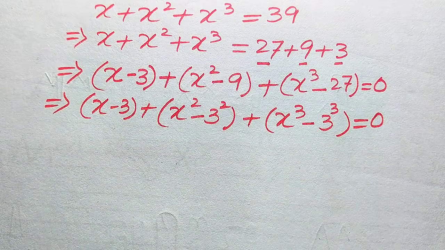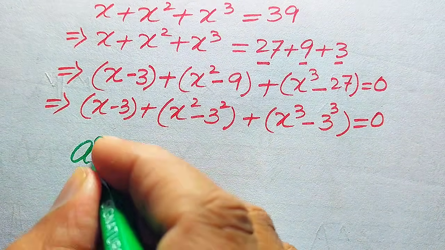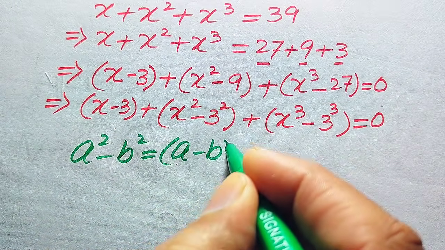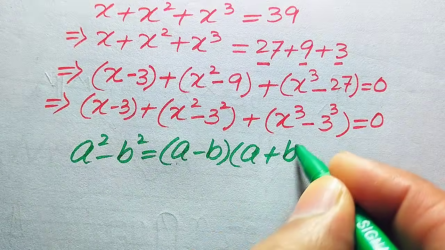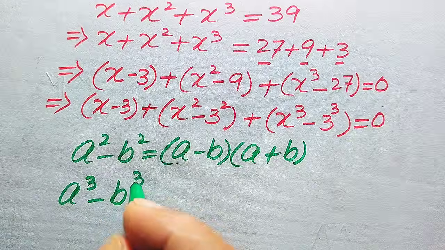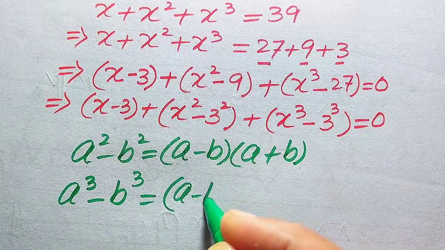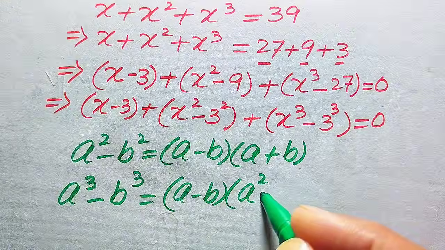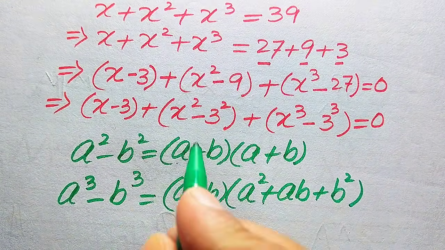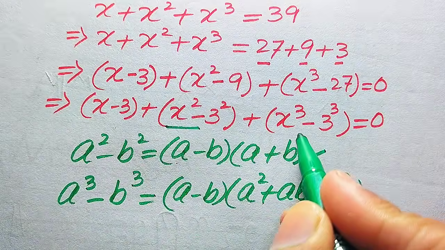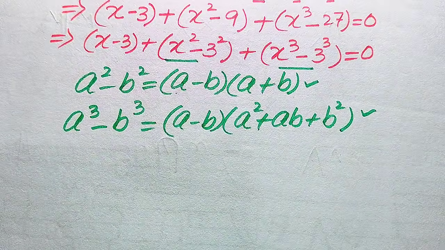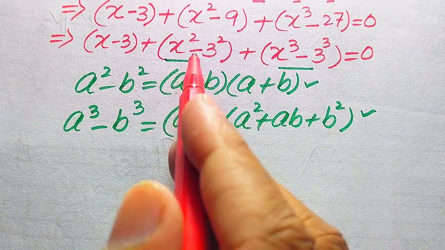And further in the next step we need to use here the nice algebraic formula. You know about that. If we have a square minus b square equals a minus b times a plus b, and in the same pattern we use here the cubic formula. It is a cubed minus b cubed equals a minus b times a square plus ab plus b square. So in the first factor we apply the square identity or square formula, and in the second factor we apply the cubic formula.